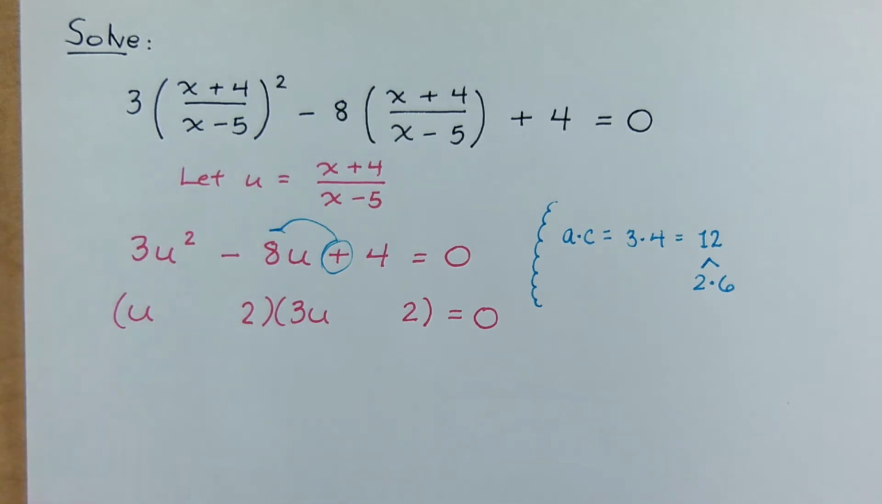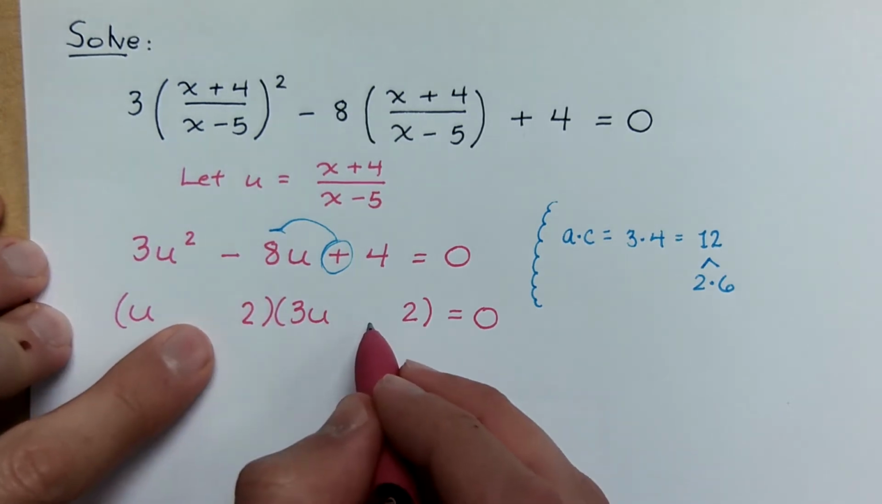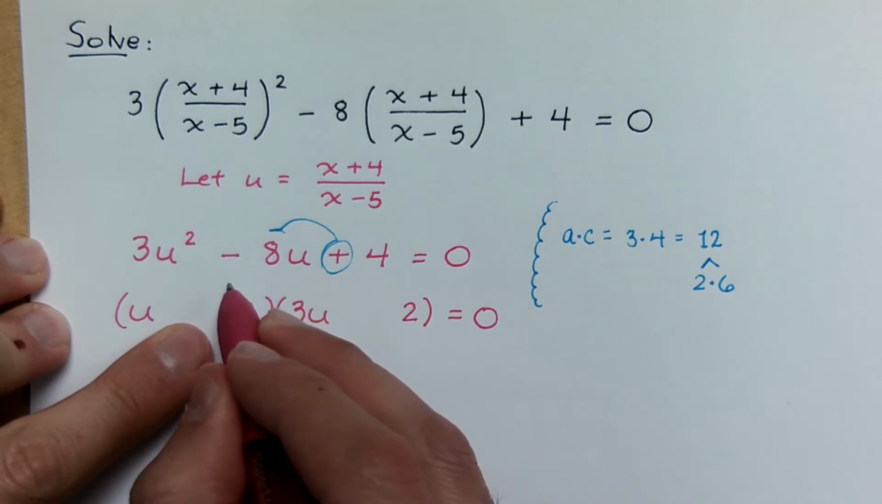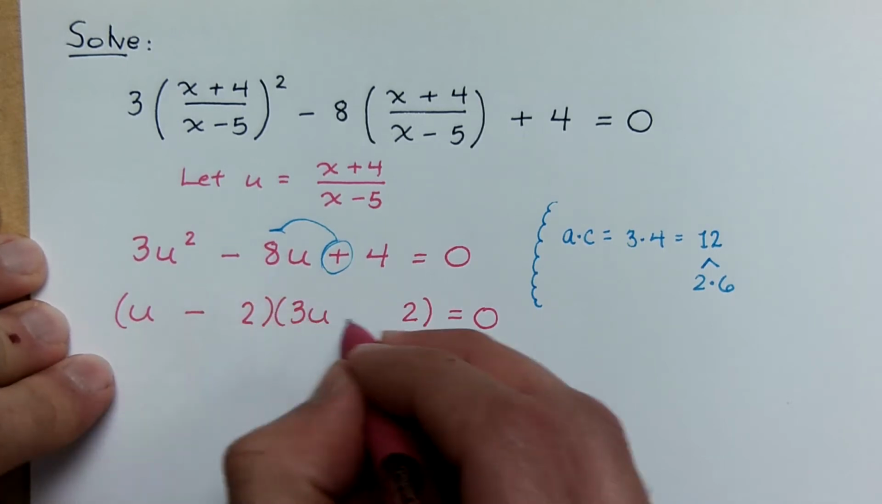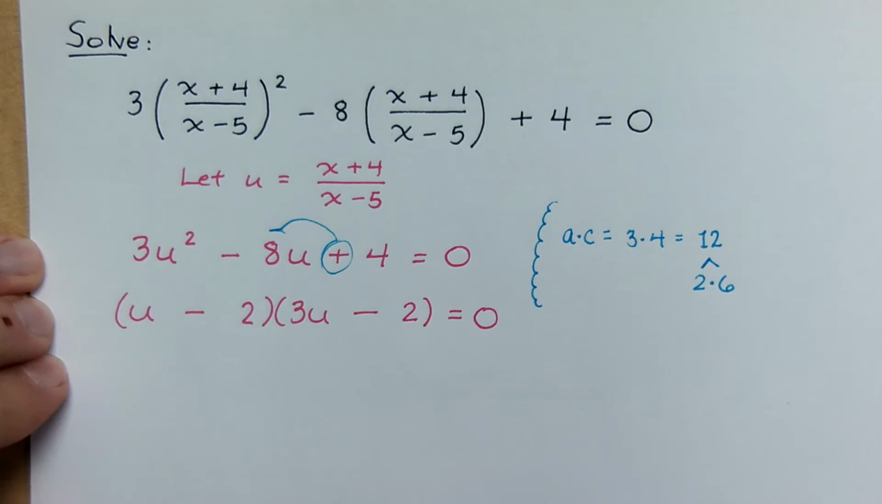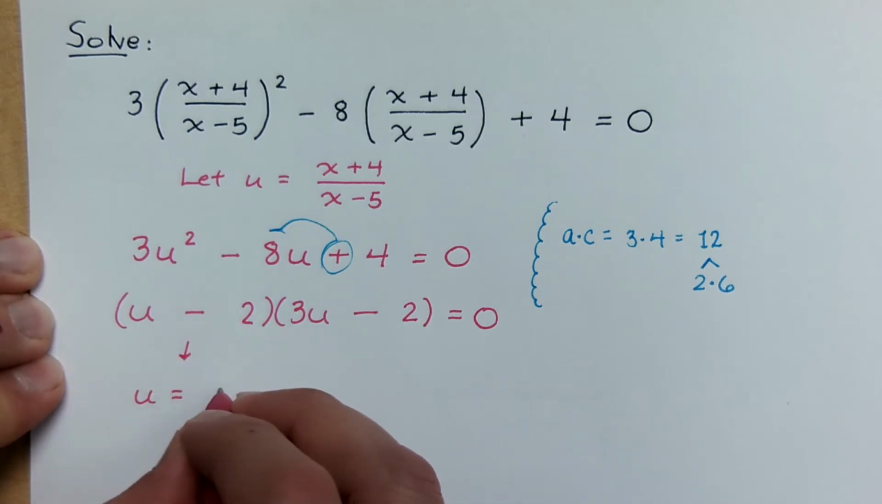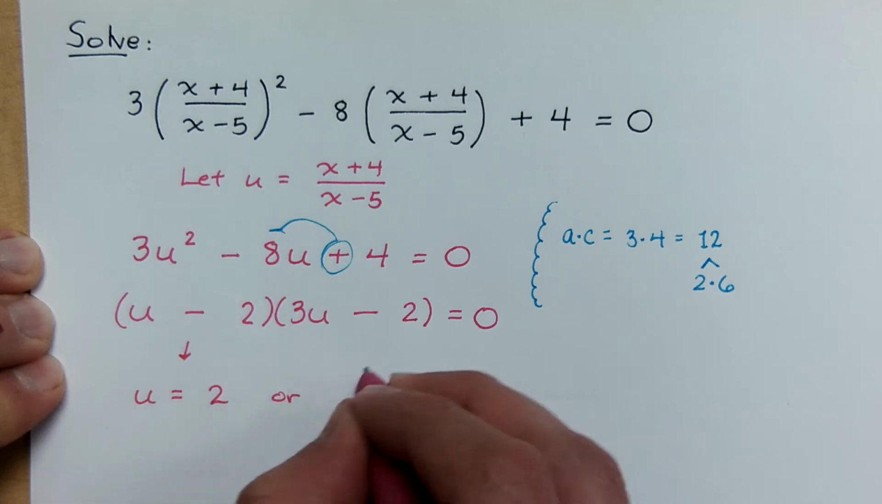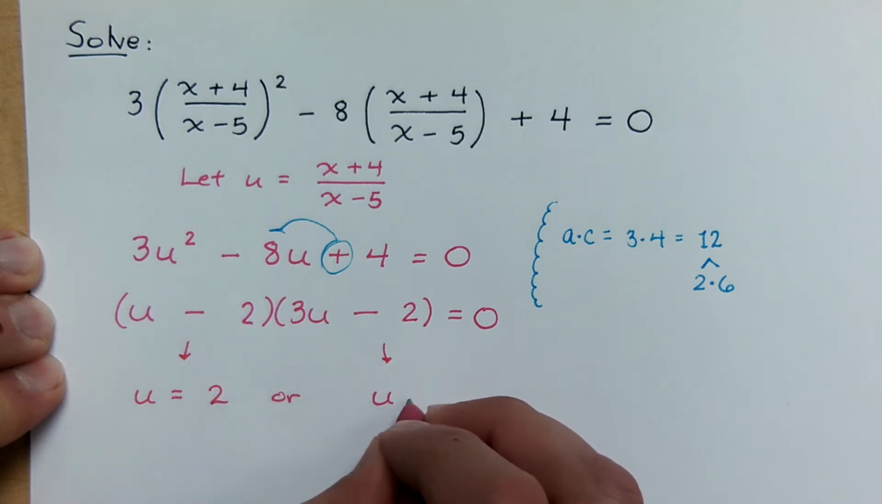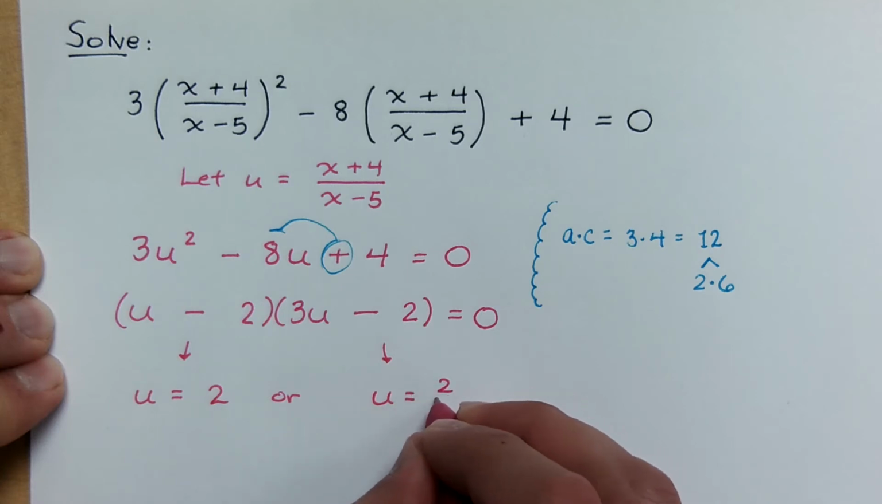All right, so what signs will you use so that you multiply to get a positive but add to get negatives? Negative. Both of these guys are negative. All right? Then using the zero factor theorem, that means u equals what? u equals 2, or over here, u equals what? You would add 2 divided by 3.